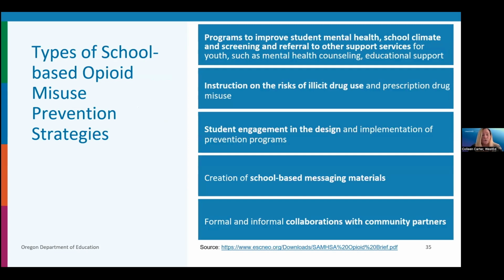One of them is programs. So programs to improve student mental health, school climate, screening and referral to other support services. In addition, you have instructions on the risks of illicit drug use and prescription drug misuse. Also, student engagement's really important in the design and implementation of prevention programs, and also creating school-based messaging materials, along with formal and informal collaborations with community partners.